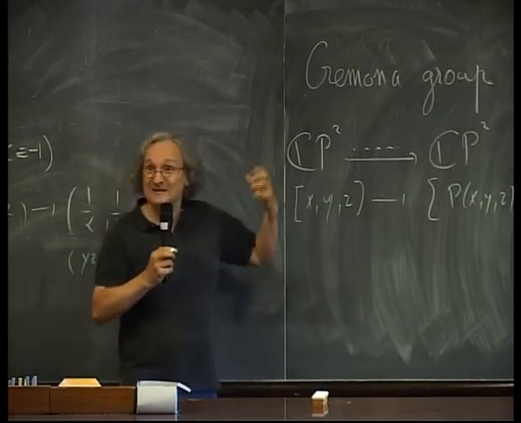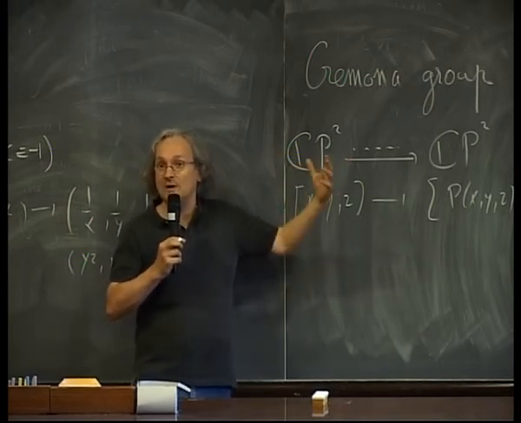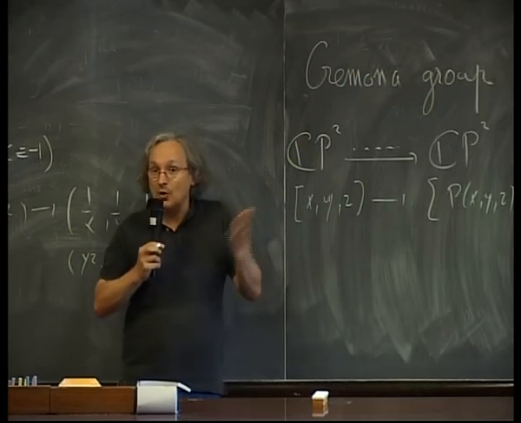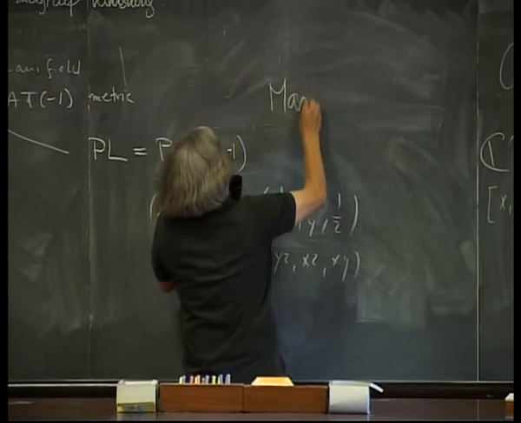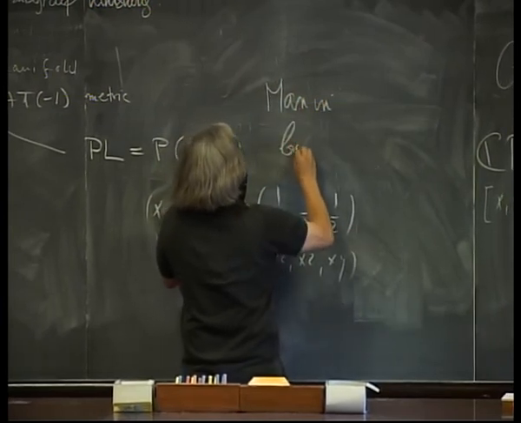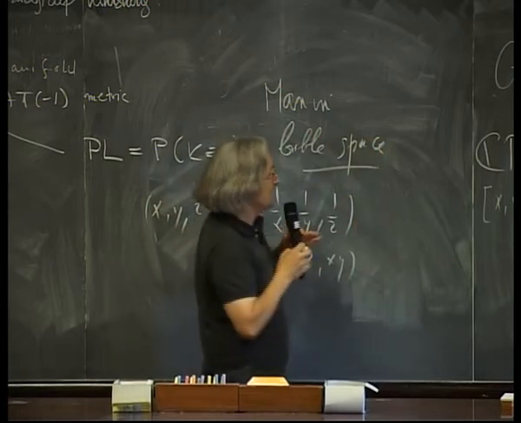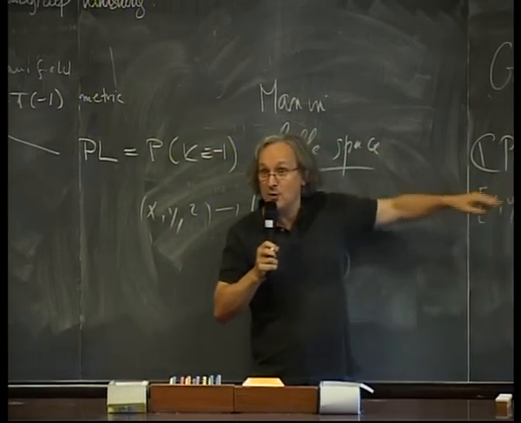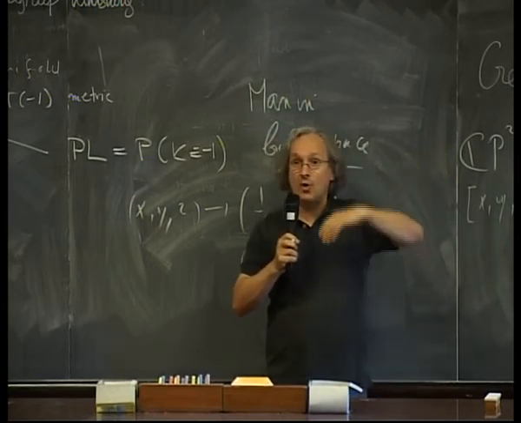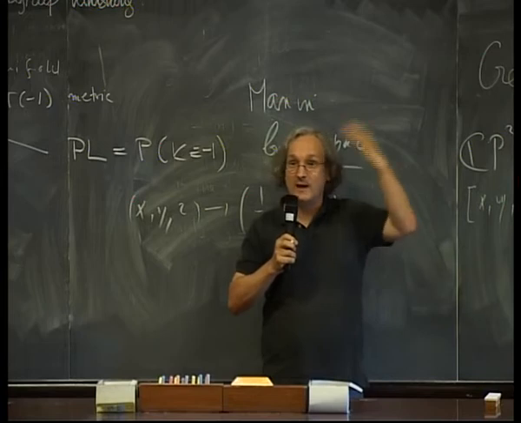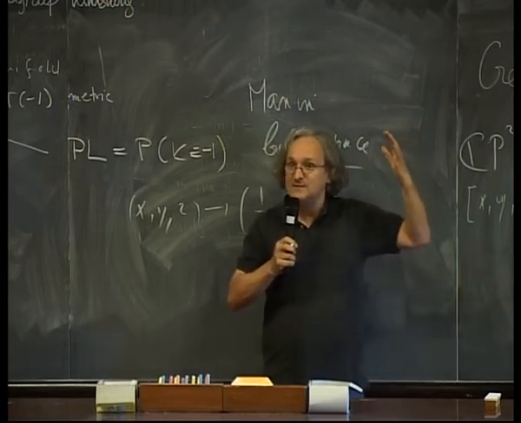It's not a group which is acting on a space. It's a group which is kind of locally defined. And if you want to make it global, there is an idea coming from Manin that he called the bubble space, which is you take the complex projective plane and you blow it up in all possible points. And you blow it up again on all possible points and again and again and again. And you look at the inverse limit of this process.